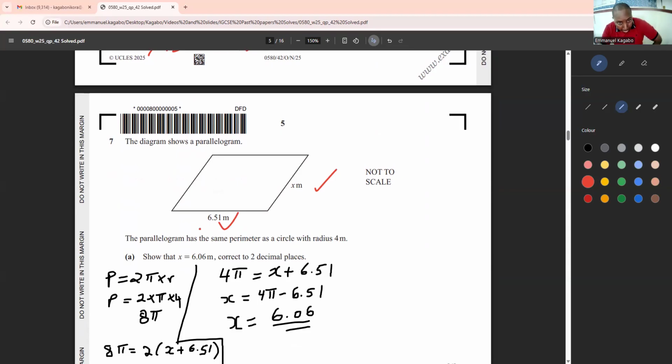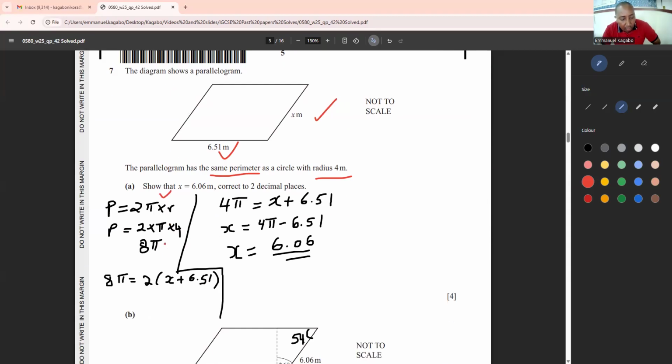And the parallelogram has the same perimeter as a circle that has a radius of that. How do you get the perimeter of a circle, or circumference? It is given by 2 pi r. Therefore, the perimeter of the circle is 8 pi, and it has the same perimeter as the parallelogram. Okay, if that's the case, I have to get that.